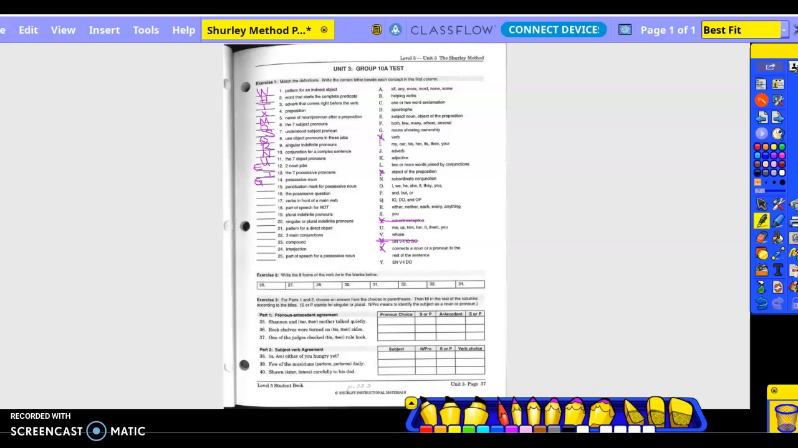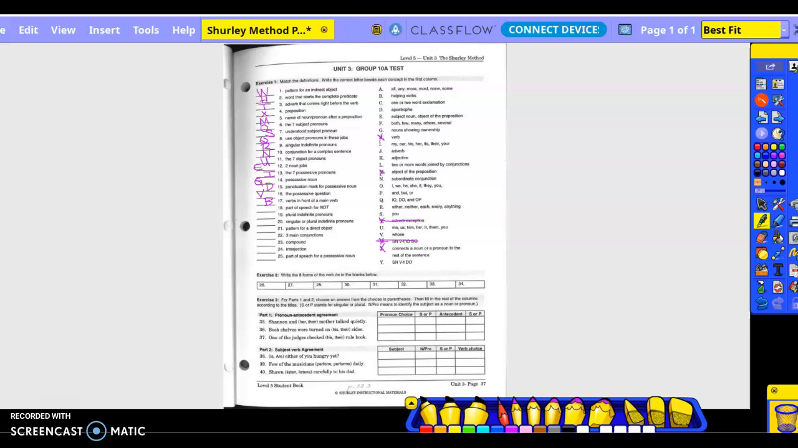Punctuation mark for a possessive noun. So letter D. The possessive question. So what do you ask to know if it shows possession? Whose. So letter V. Verbs in front of the main verb. Helping verbs. So letter B.